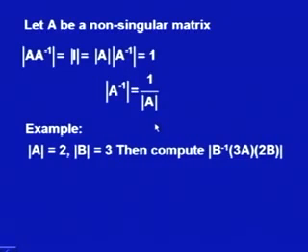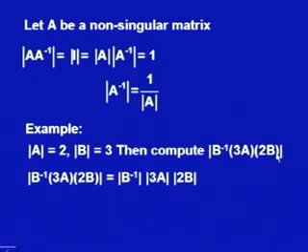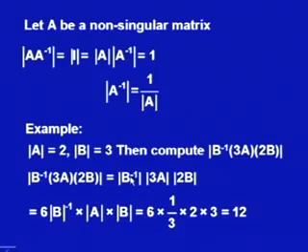So, let us illustrate this with an example. We have determinant A as 2, determinant B as 3, and we have to compute the determinant of B inverse multiplied by 3A into 2B. So, what we can do is, we can write down the determinant of this product as determinant of B inverse into determinant of 3A into determinant of 2B. Now, determinant of B inverse is the same as 1 upon determinant of B, which is 1 by 3, because determinant B is 3.